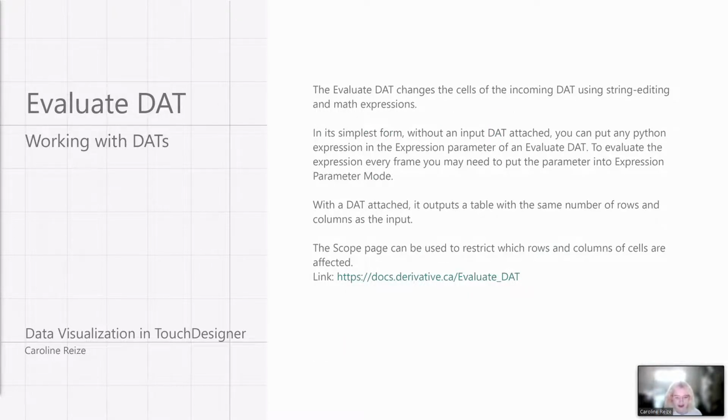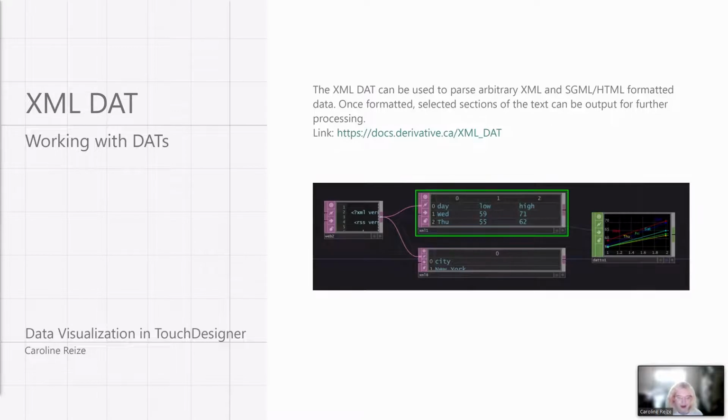And the evaluate DAT is actually something really powerful. We can use the evaluate DAT to change cells of incoming data using either string editing or math expressions to evaluate the data that we have. And then there's also an XML DAT, which can parse XML data from, for example, a web DAT that gets web data, like just normal HTML data, and then parse it out into XML format.